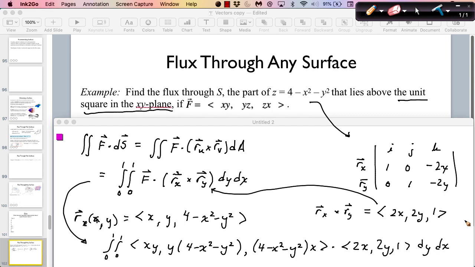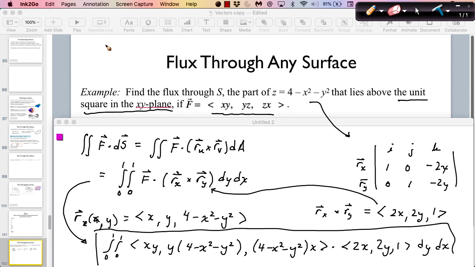Okay, then I think you just have a long but relatively easy double integral in x and y. You just do the dot product: 2x times that, 2y times that, 1 times that. You have an equation of x and y, all polynomial, right? It's all just power rule. Just do lots of power rule. And that's going to give you the flux of that field through the square part of that paraboloid, which will look something like that.